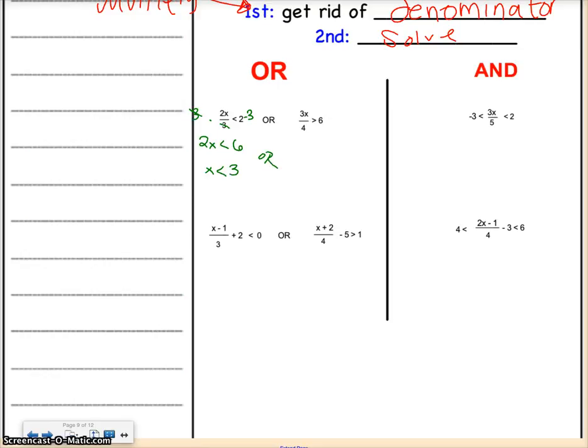Or, now I'm going to solve my other one. Times through by 4. Remember my purpose. I'm trying to get rid of that denominator because I don't love it very much. It's stressing me out, so I'm getting rid of it. And I have 3x is bigger than 24. Divide through by the 3, and you get x is bigger than 8. And there is my OR statement.